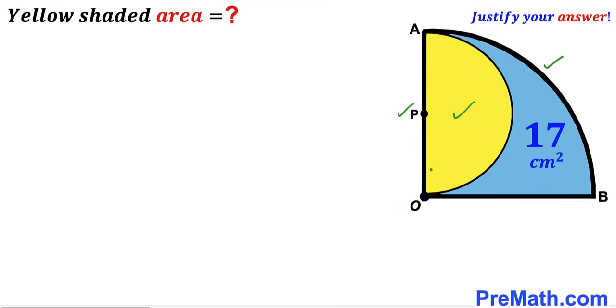In this video, we have this yellow shaded semicircle with center P fully inscribed in a quarter circle with center O, as you can see in the given diagram, such that the area of this blue shaded region has been given to us as 17 centimeters square. Bear in mind that the quarter circle area consists of the yellow shaded region area plus the area of the blue shaded region. Our task is to calculate the area of this yellow shaded semicircle, and we are supposed to justify our answer as well.